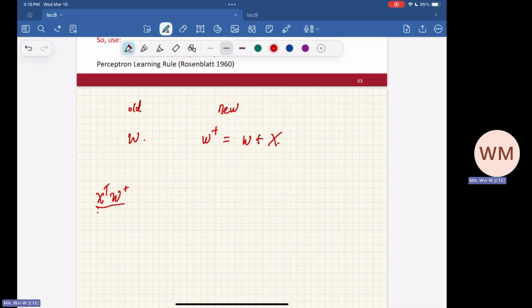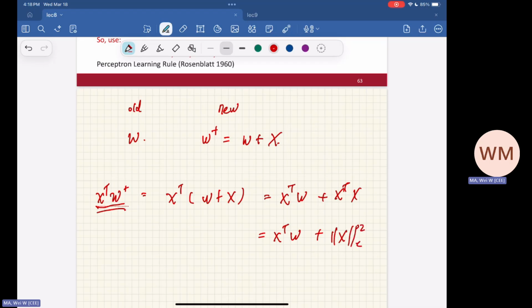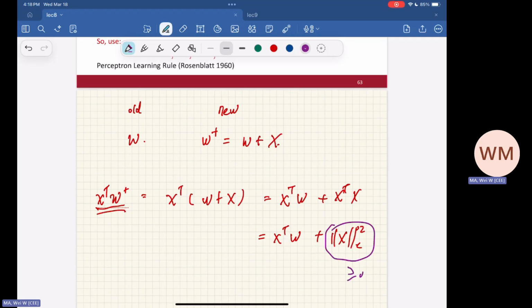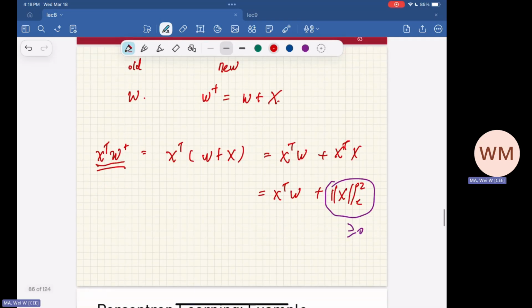So basically we are calculating this number, right? x transpose w. So (w plus x) transpose x gives you w transpose x plus x transpose x. This is w transpose x plus the square of the 2 norm of x. Okay, so this one is greater than or equal to 0, right? Because it's a norm.